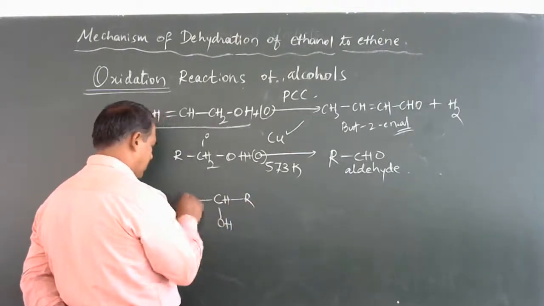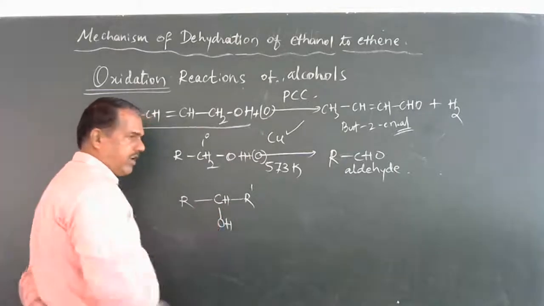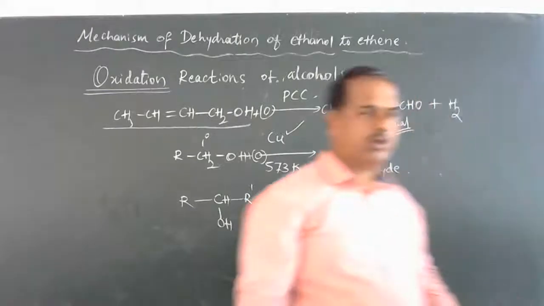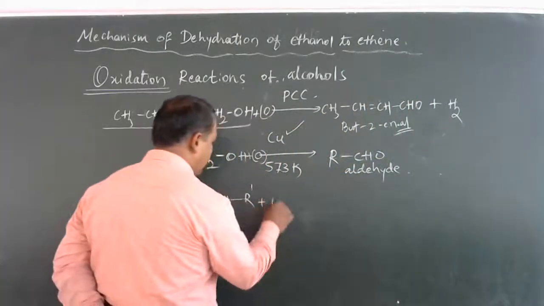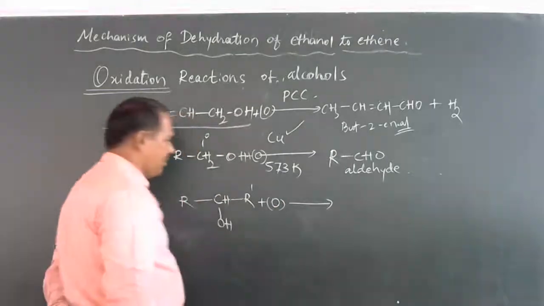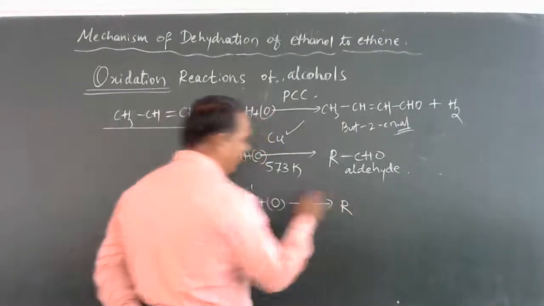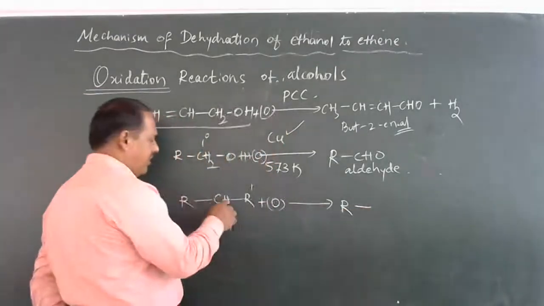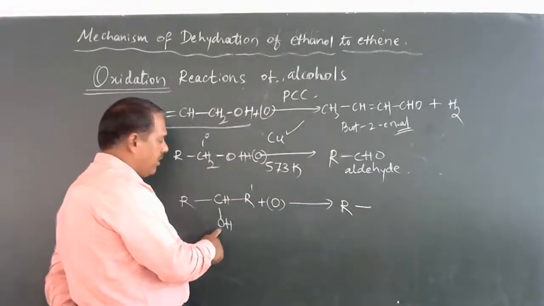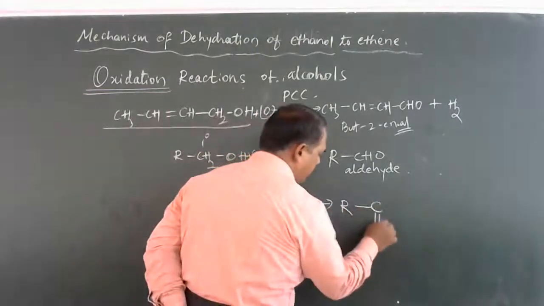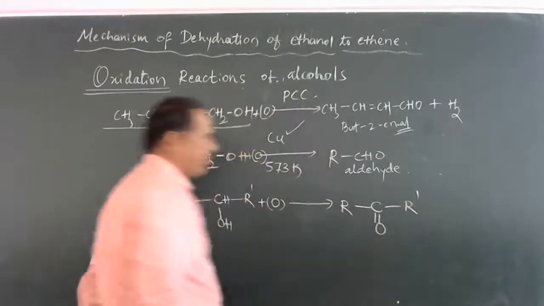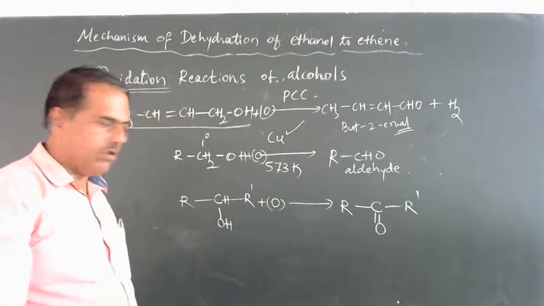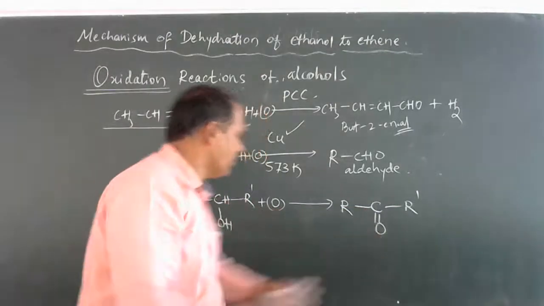Again, we shall use a secondary alcohol, R2CHOH. It is nothing but a secondary alcohol. This is an oxidation. It gets converted into a ketone. Are you clear? If a secondary alcohol is oxidized, we will get a ketone.